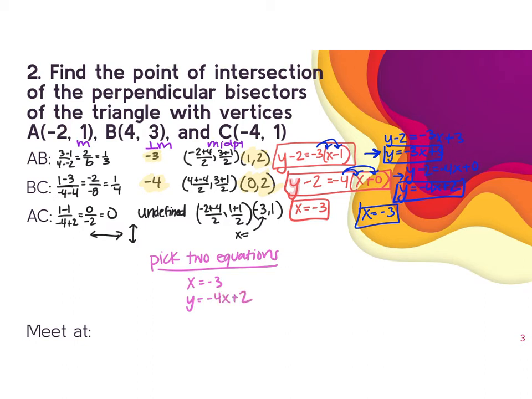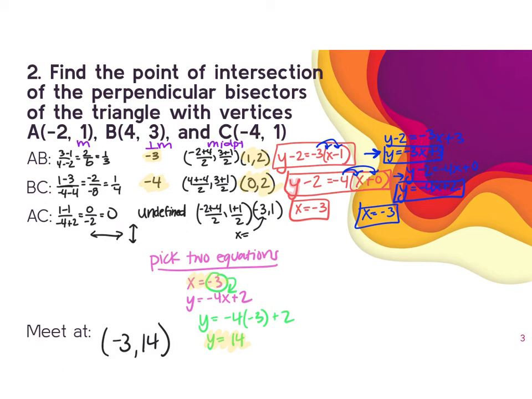Now what we're going to do is take this -3 and substitute it in for x to figure out what y equals. Y equals -4 times -3 plus 2. Y equals -4 times -3 is positive 12, plus 2 is 14. Now we have our x value and our y value, so we're going to write our final answer as an ordered pair: -3, 14.